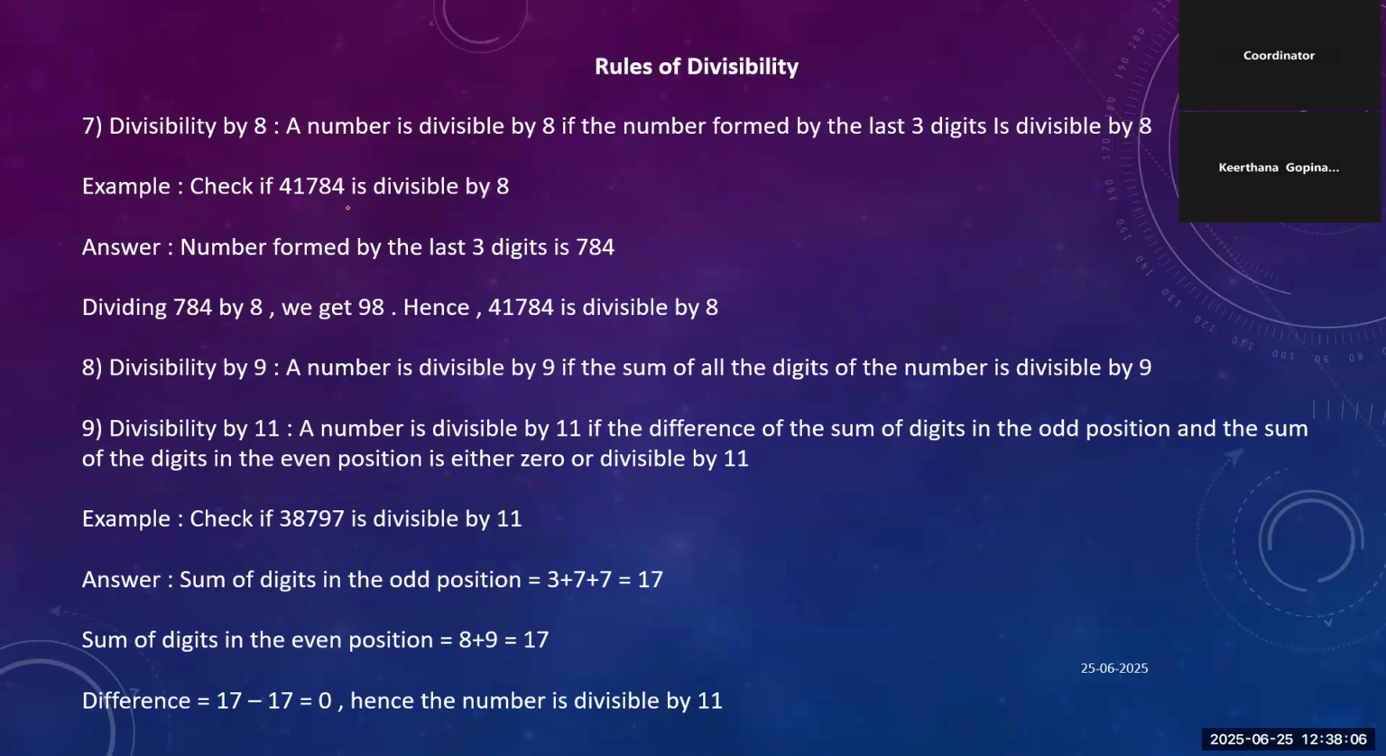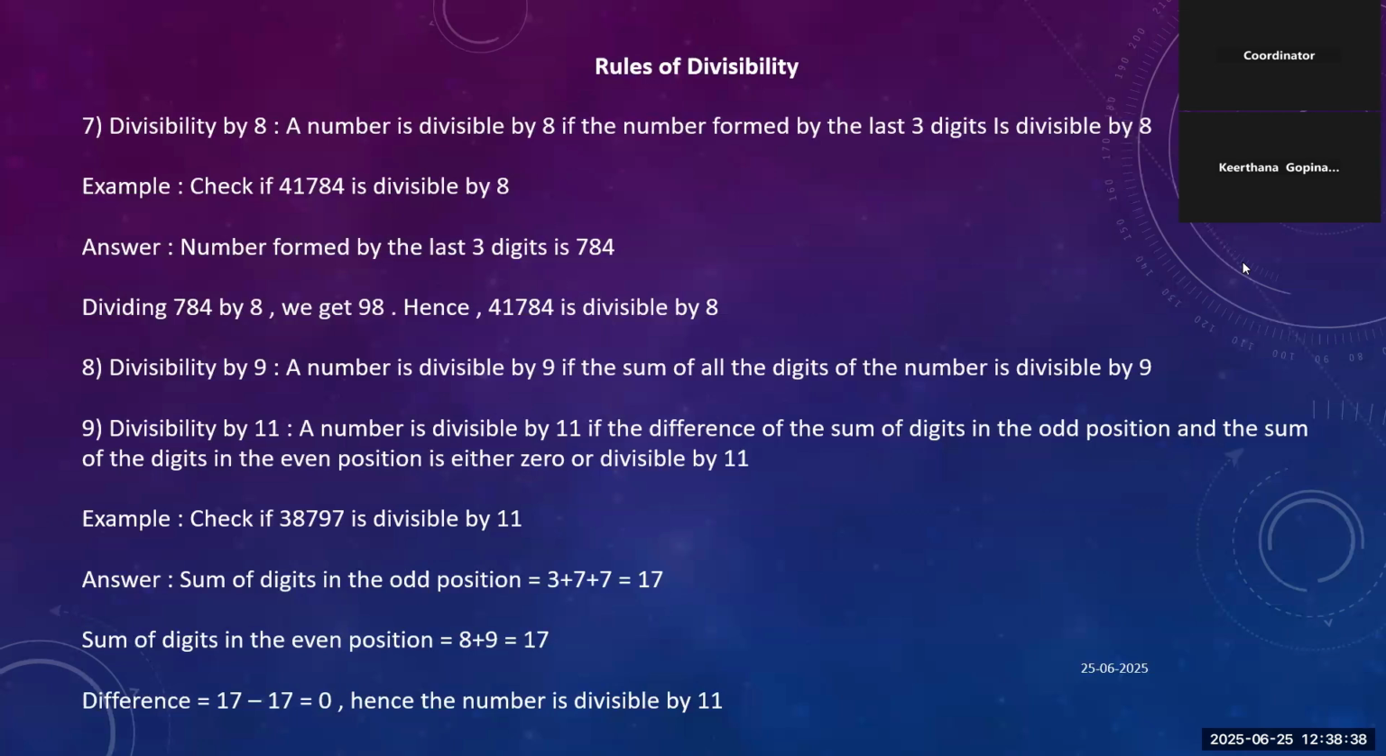Now check this: 41,784. Can you explain again, sir? If you are checking a number for divisibility by 8, you have to check the last 3 digits. If the last 3 digits are divisible by 8, then the number is divisible by 8. Similar rule we had for 4. For 4, the last 2 digits should be divisible by 4, then that number will be divisible by 4.